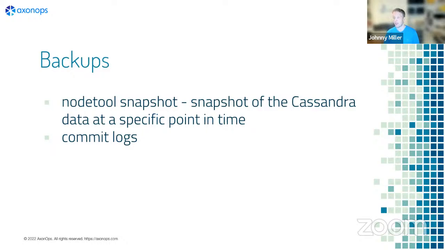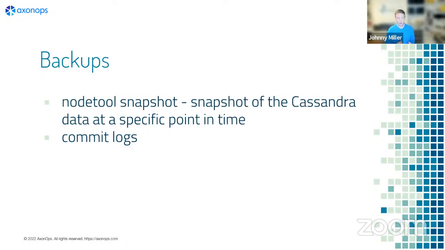You want to be backing up your data. Cassandra is fantastic. It will tolerate enormous amounts of failure, but it still doesn't solve problems with, say, something going into production that shouldn't have, breaking things, etc. So backups are really important.